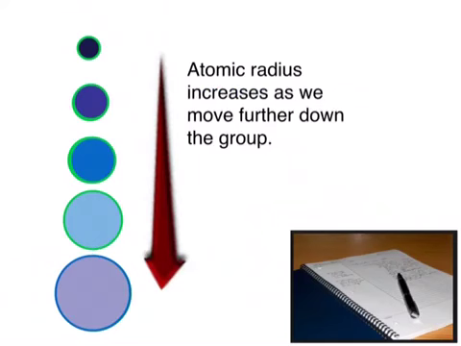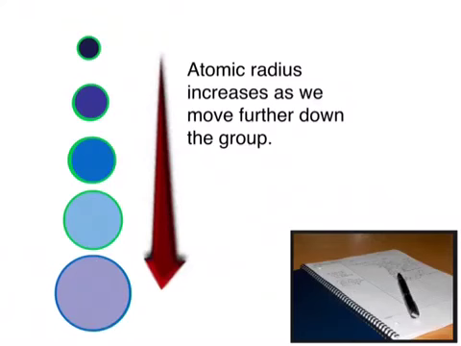So the first thing that we need to write on this third blank periodic table is to first draw the relative radii and write down this observation. Atomic radius increases as we move further down the group.